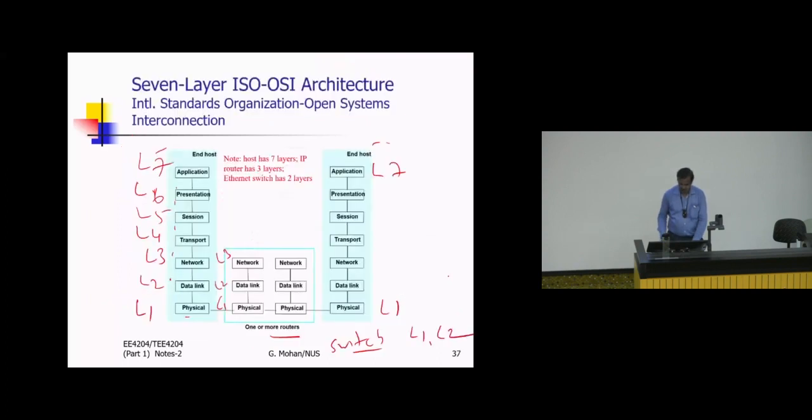First, the end-to-end layer. That means this is the layer which is running at the end host. The routers and switches don't have TCP. They don't have UDP, okay? They are not end-to-end. So end-to-end communication, these are the hosts which talk to each other, takes place only at layer 4.